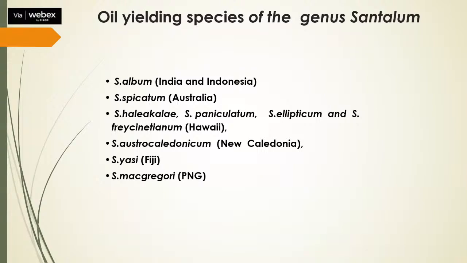These are some of the oil yielding species of the Santalum genus. Santalum album is from India and Indonesia. Then Santalum spicatum from Australia. From Hawaii, we can get other Santalum species like Santalum haleakalae, Santalum paniculatum, Santalum ellipticum and so on. From New Caledonia, Santalum austrocaledonicum is available, and from Fiji we have Santalum yasi, and from PNG we have Santalum macgregorii. These are the other oil yielding species of the genus Santalum. These are all Santalum only, but the species are different.